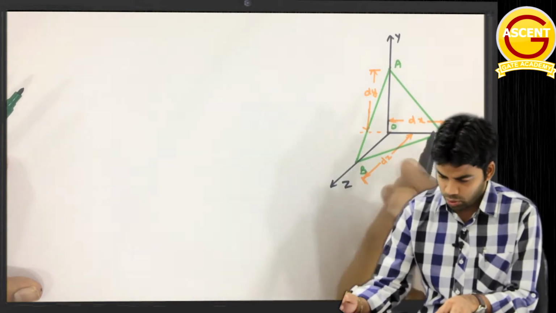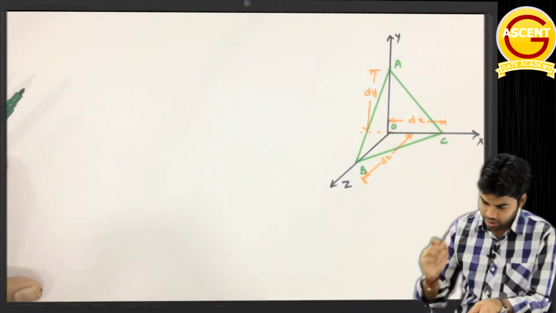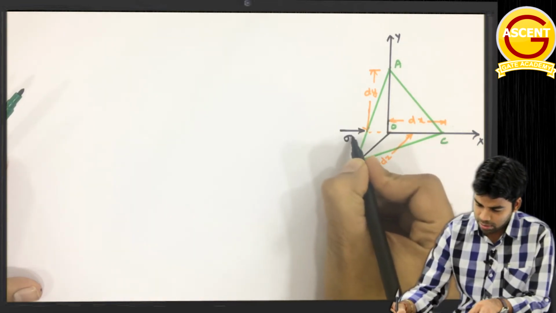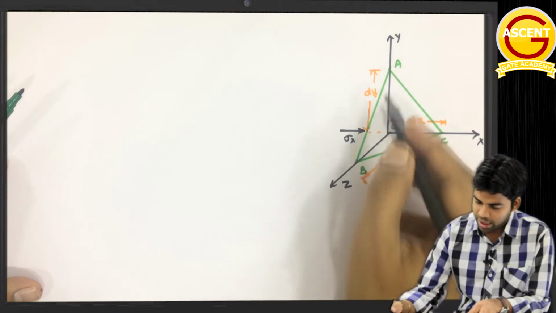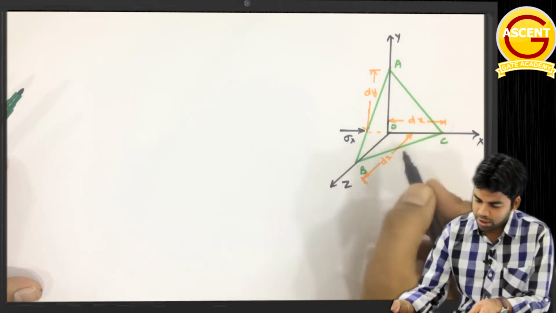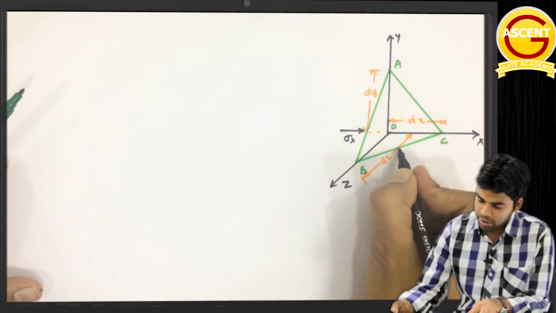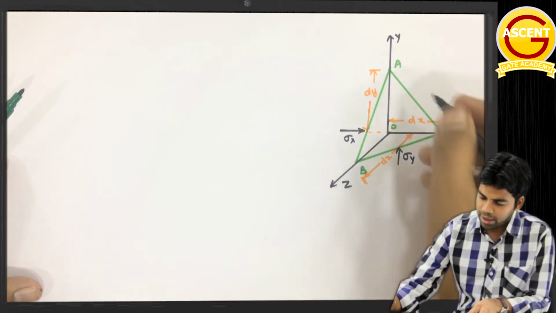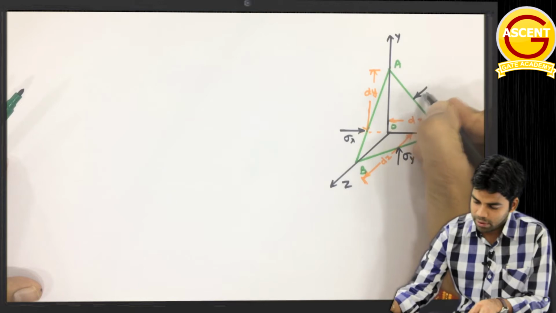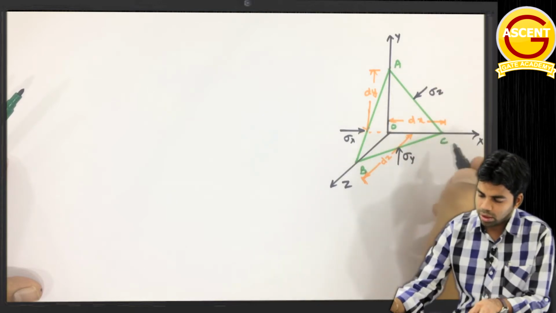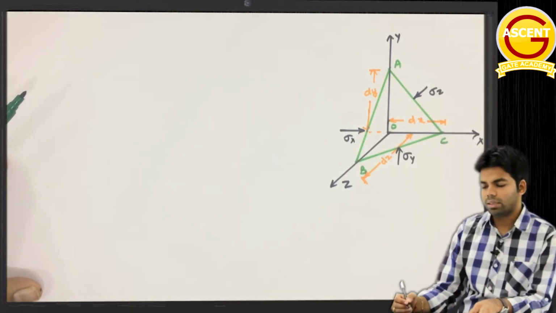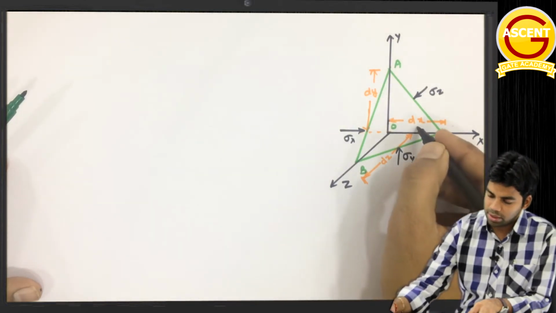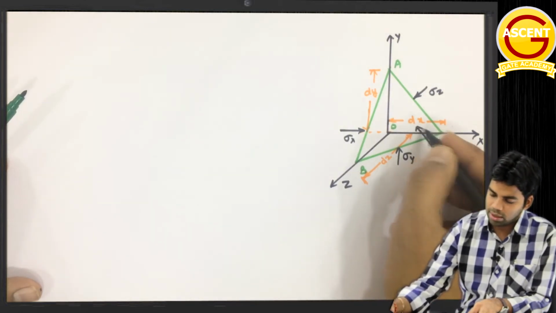Getting this? Okay, so suppose the stresses acting on these faces are, in the x direction, sigma x. This sigma x is acting on the AOB plane, perpendicular to the AOB plane. Similarly, sigma y acting perpendicular to the OBC plane, and sigma z acting perpendicular to the AOC plane. These are three stresses. Now apart from this, we have one more plane, ABC. In this ABC, suppose sigma n is acting.